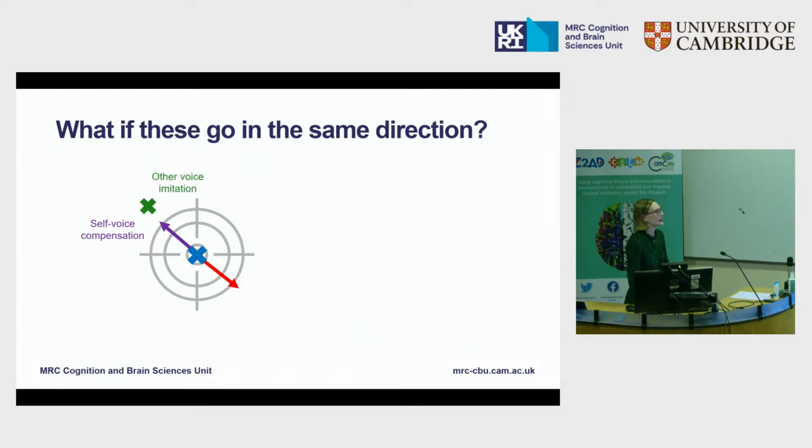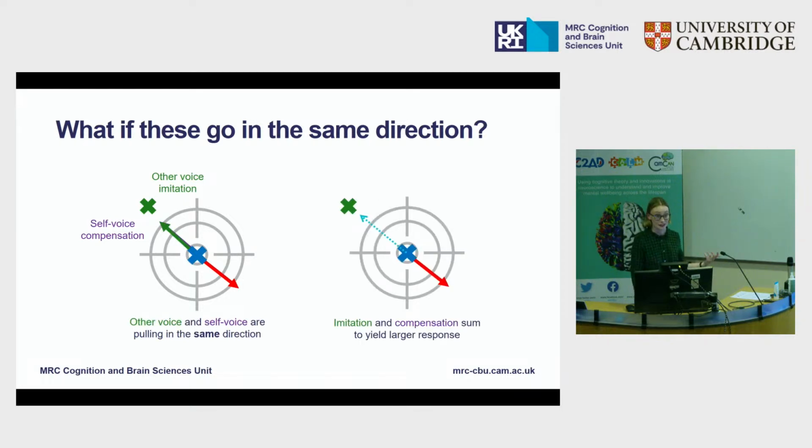And just to show you the kind of reverse condition, another group did exactly the same, but this time the sound of the other voice was manipulated to pull them in this direction, so in the same direction as the self voice. And in this case, we saw very large changes in the expected direction. So it seems that these two responses are just sort of summing up together.